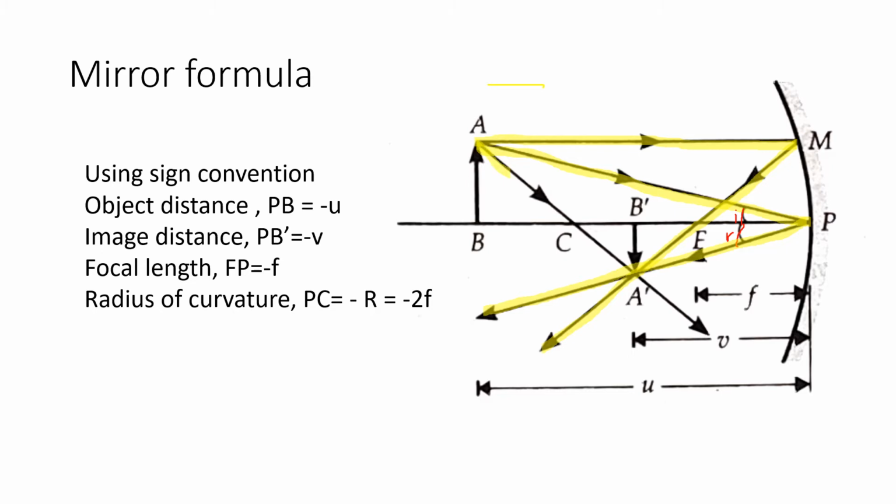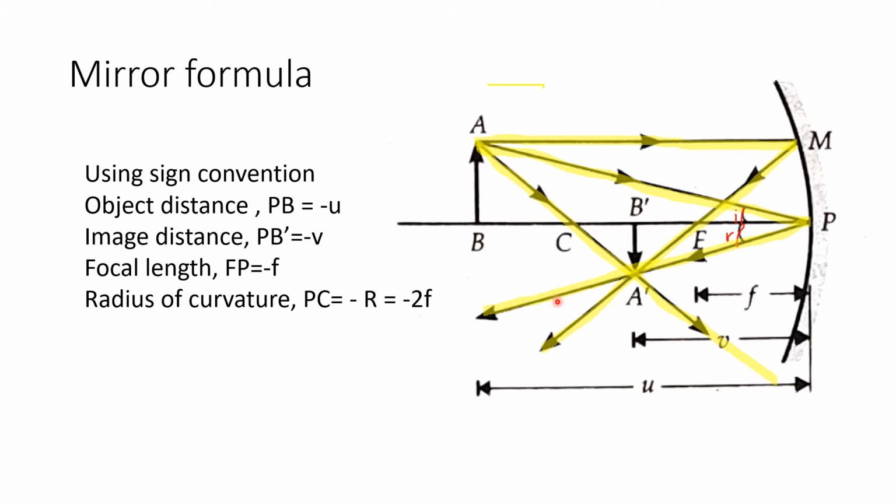Now let us consider your third ray. The third ray passes through your center of curvature. It will strike the mirror and then it will move back along the same path. So these are your three rays. Now consider the point where the three rays are intersecting. At this point, the mirror will form a real image, and this real image is A dash B dash.